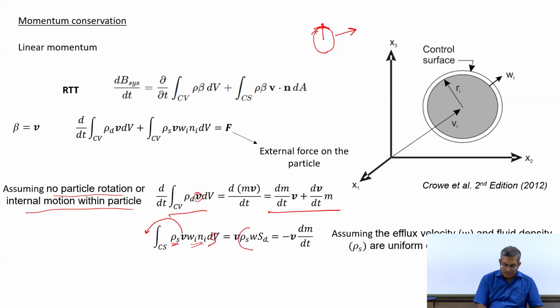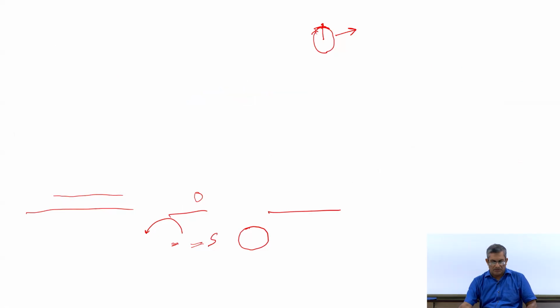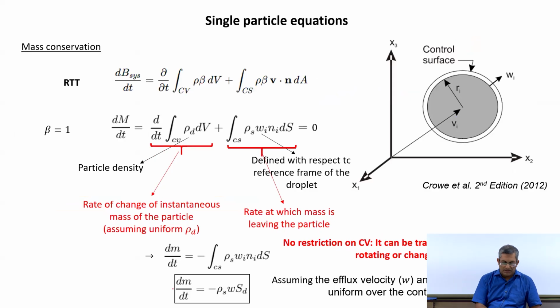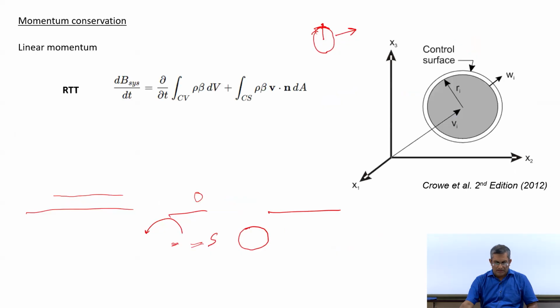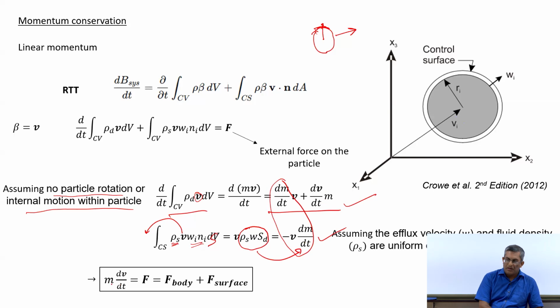This part. From the mass conservation equation, if you remember, this is nothing but the rate of change of mass. So, we can put this term as the rate of change of mass. And now, if we add this one and this one, then this term basically cancels out, and finally what we have is mass times the acceleration is equal to force.